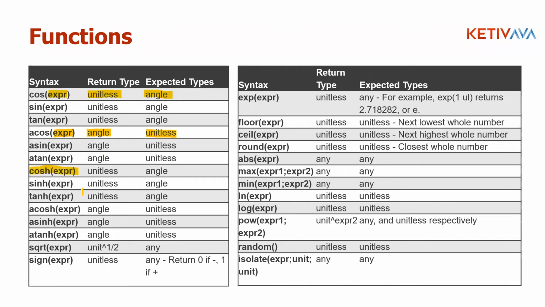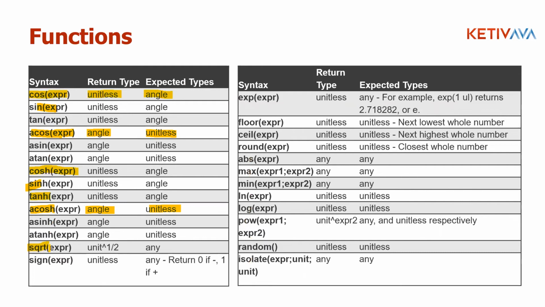And we've got our hyperbolic trig functions here, and they follow the same pattern as the regular trig functions. So expect an angle, return unitless. And then we've got the inverse of the hyperbolic, which follows the same pattern as the inverse regular functions. They expect a unitless and return an angle. Okay. We've also got square root. If you need to do a square root, this is what you type, SQRT. And keep in mind, these are all case sensitive. They're all lowercase, so that makes it easy. But they are case sensitive.